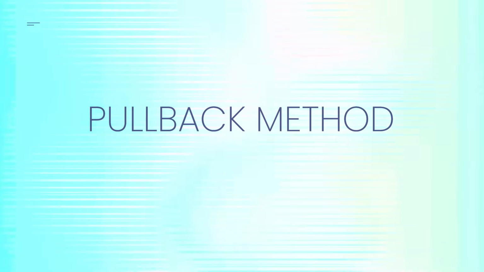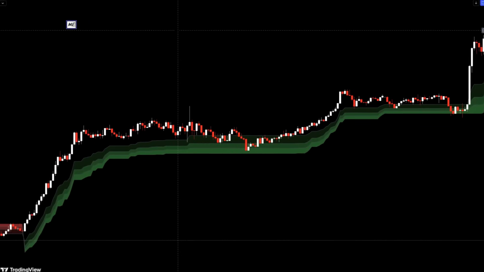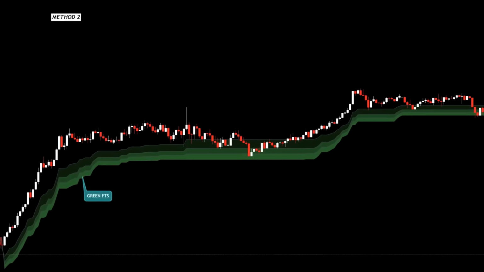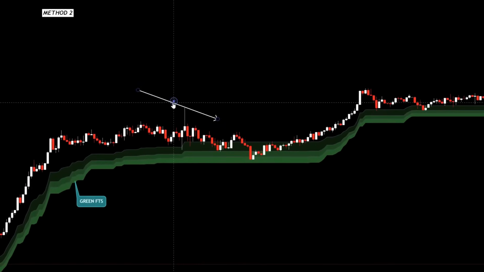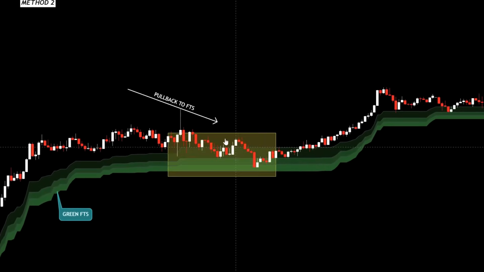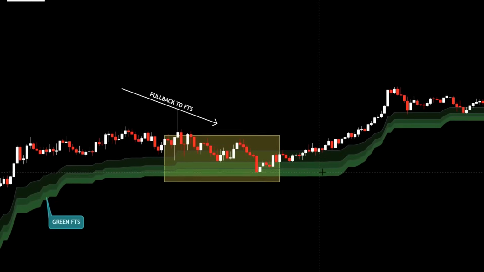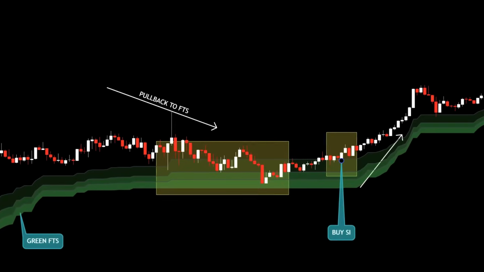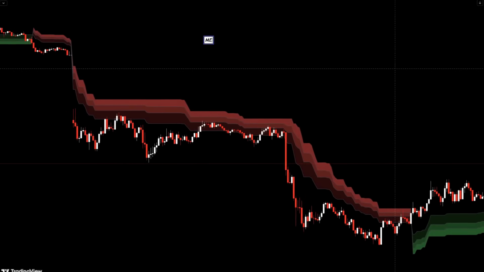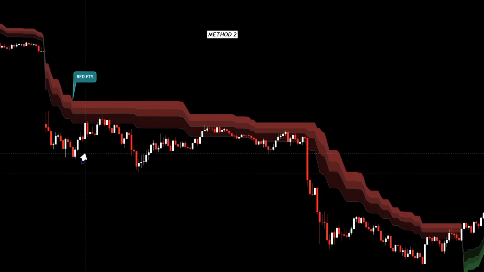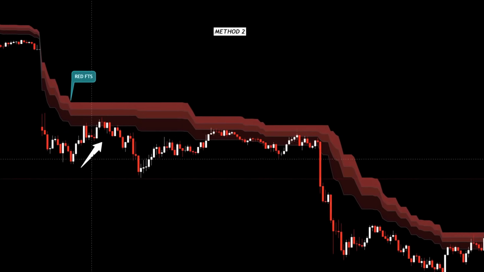The second method is pullback. If the FTS is green and price is in an uptrend, but it pulls back down to touch or come near the green ribbon, that's often a chance to join the trend. You'll look for a buy opportunity as price bounces back up off the dynamic support. Same thing in a downtrend. Red FTS, price pulls back up to it, look for a sell as price gets pushed back down.